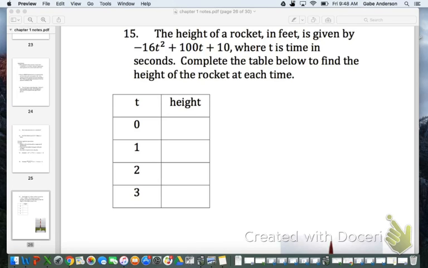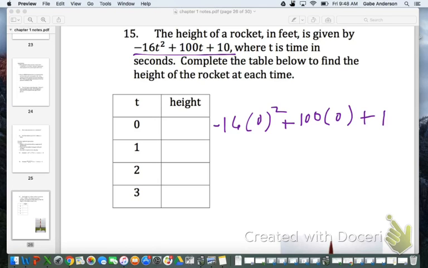I would take my expression, -16t squared plus 100t plus 10, and I would plug in the appropriate time in the appropriate spot. So the first one would be something like this. -16, that's supposed to be a 6, times 0 squared plus 100 times 0 plus 10.